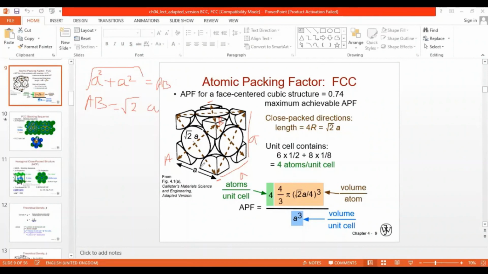This is R, the radius of a particular atom. Along this diagonal, I have 1 R for this corner atom, another R for this corner atom, and 2 R for this half atom. So root 2 A equals 4R. We have calculated it based on A. Now we have R, 1R, 2R, 3R, and 4R. So R is equal to, the 4 comes down, root 2 by 4 A.